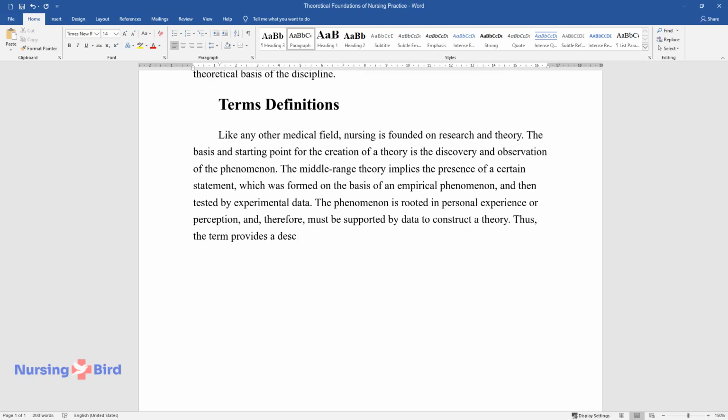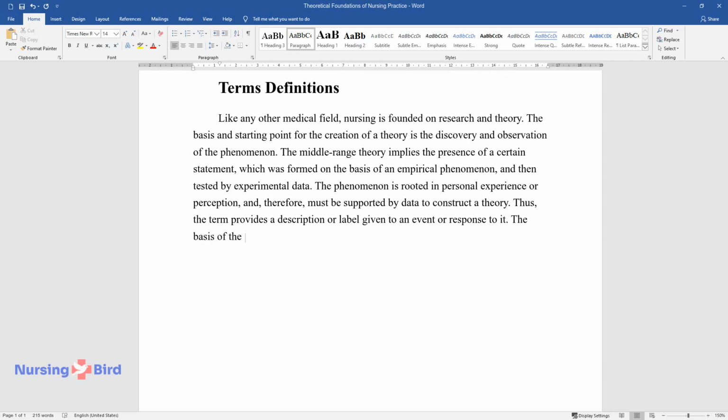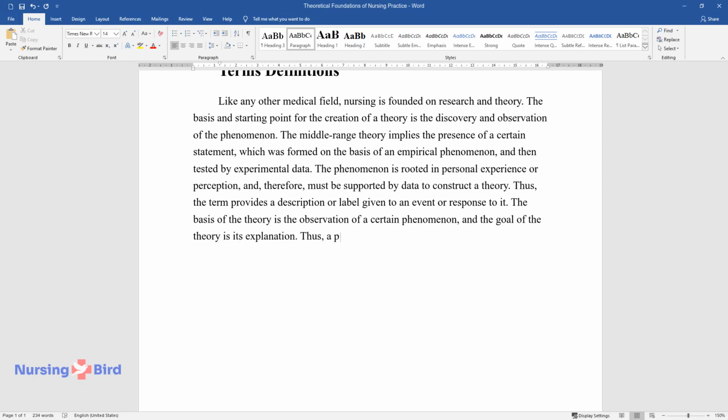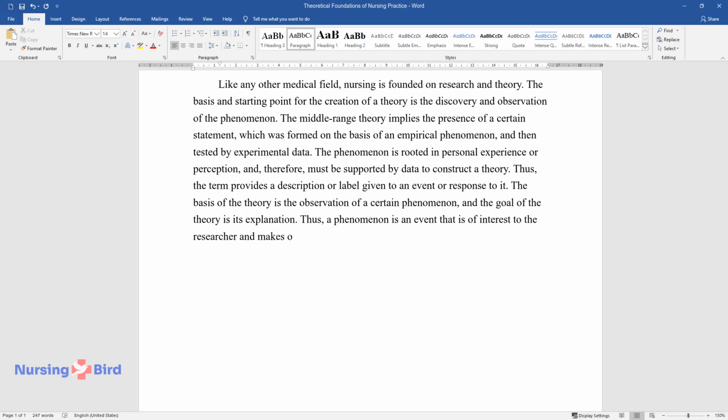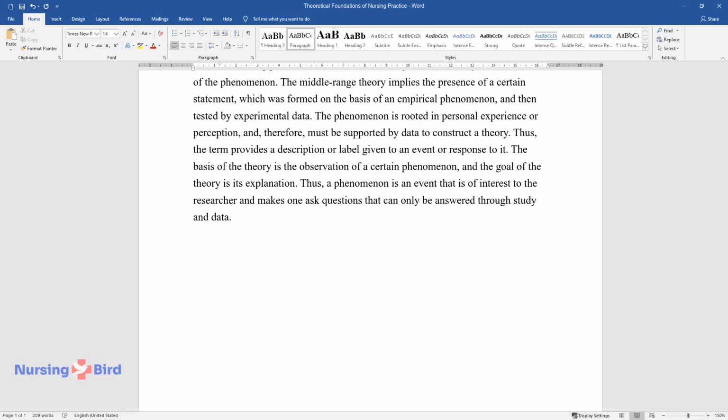Thus, the term provides a description or label given to an event or response to it. The basis of the theory is the observation of a certain phenomenon, and the goal of the theory is its explanation. Thus, a phenomenon is an event that is of interest to the researcher and makes one ask questions that can only be answered through study and data.